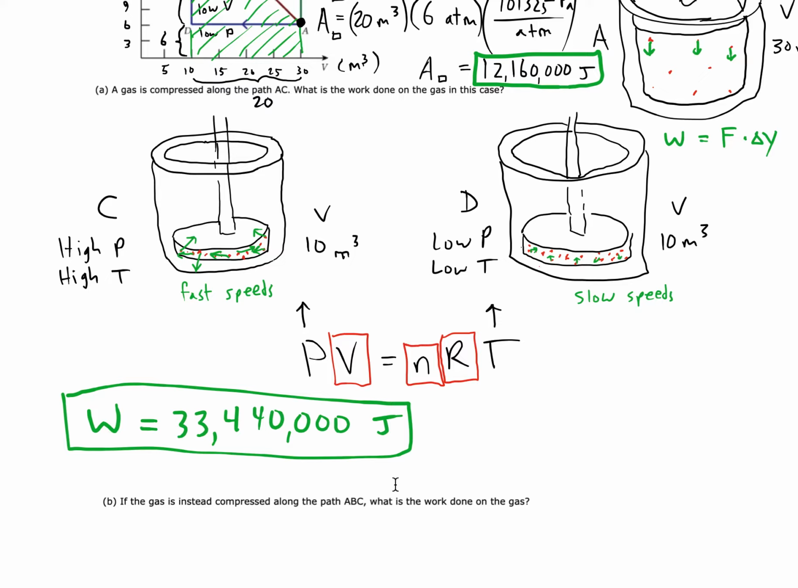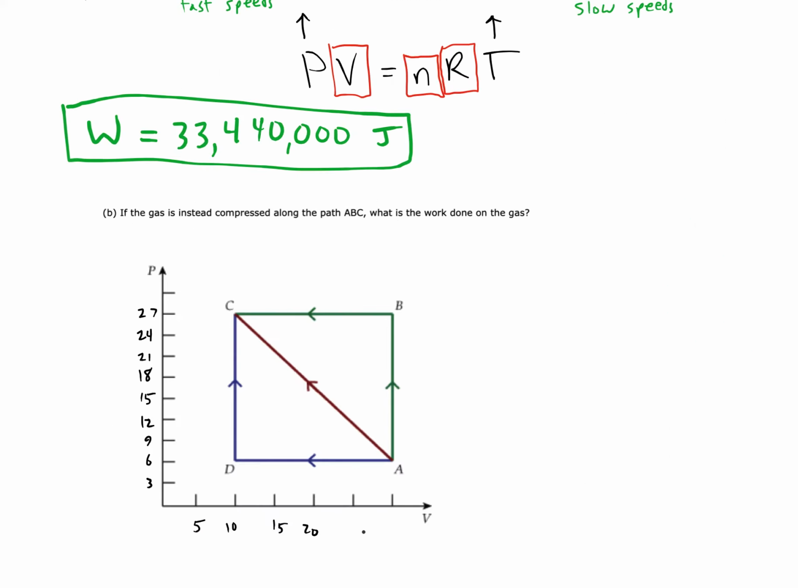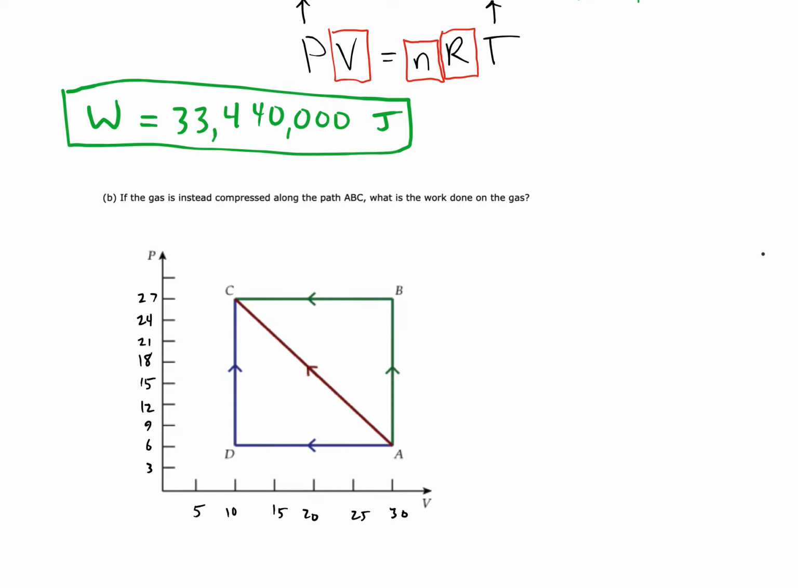Okay, if the gas is compressed along the path A, B, C, what is the work done on the gas? All right, this time we're going to take path A. We're going to go A to B, and then from B to C.